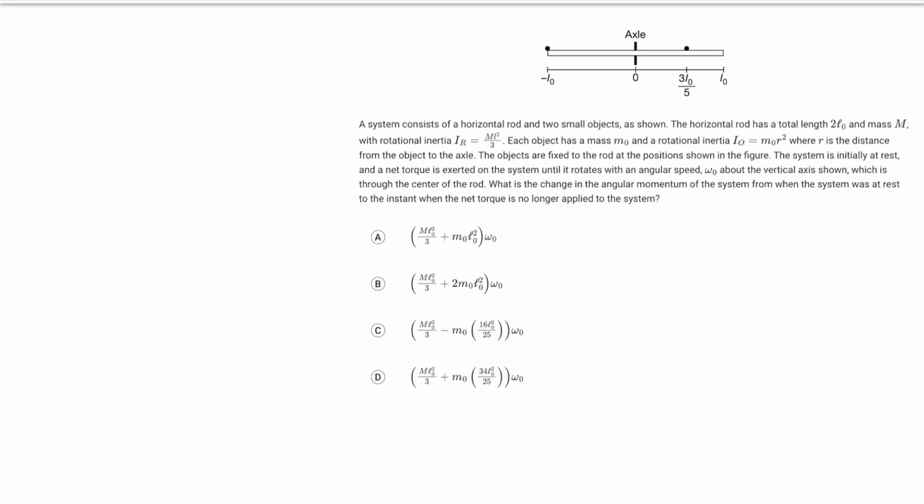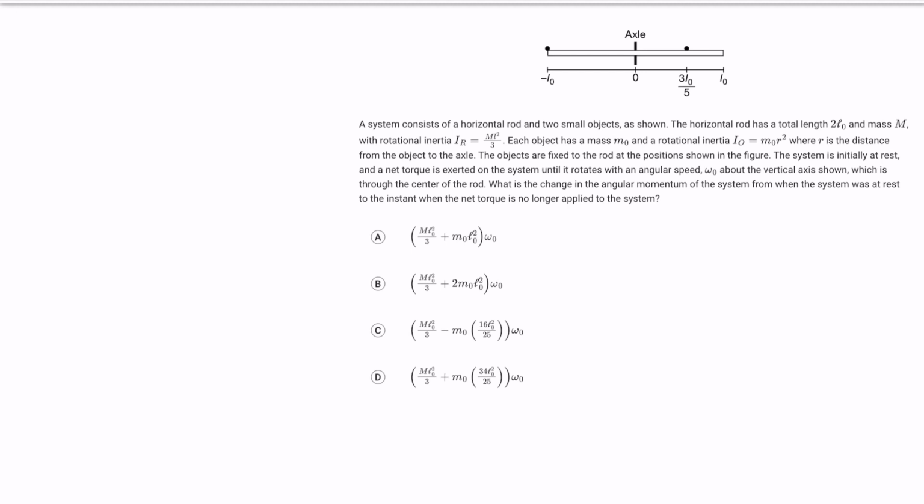With this problem, we have a system that consists of a horizontal rod and two small objects shown here as these black little dots. The horizontal rod has a total length of 2L naught and a mass of capital M, with rotational inertia equal to ML squared over 3. Each one of the little black dot objects has a mass of m naught, and I suppose we're going to treat them as point masses because we're going to use a moment of inertia as mr squared. R is, of course, the distance of that specific object from the axis of rotation. The objects are fixed to the rod at the positions shown in the figure.